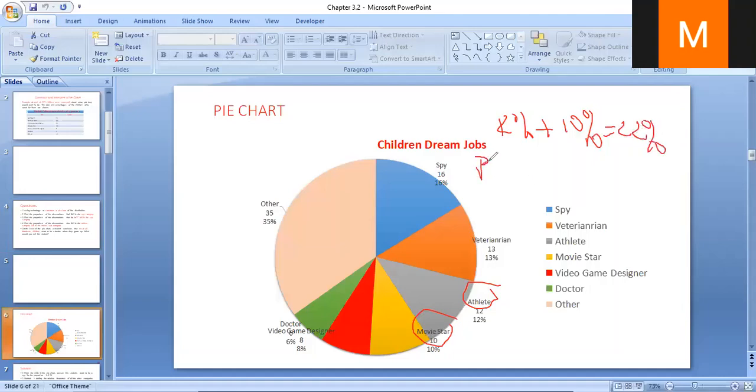That is the proportion of the athletes or movie star: 0.22. You convert from percent to decimal. You move the decimal point to the left two places, multiply 22 and you put the point here. This is the proportion. You just convert from percent to decimal. That is the proportion of athletes or movie star, 0.22.